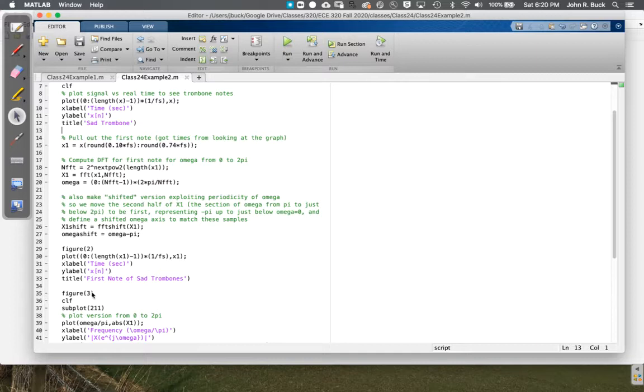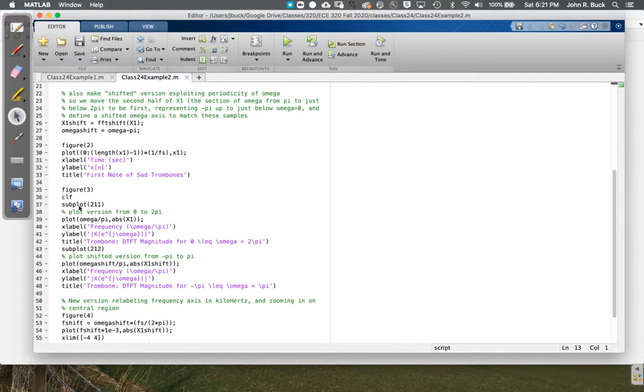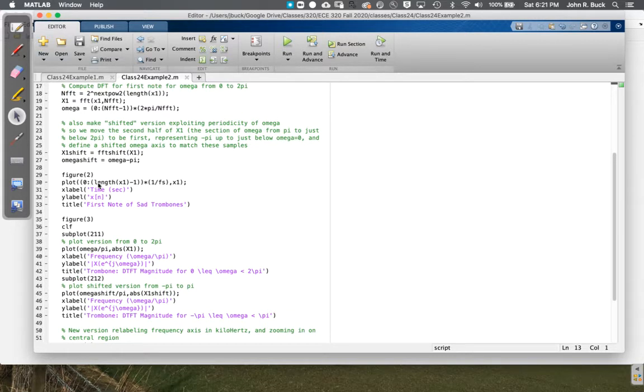And if I go down here, I'll plot that version first. So here's plotting omega. I like to normalize the pi out with the magnitude of x1. And so here's the frequency running from 0 to 2 pi. Another thing we do often is we say, well, if the signal is real, we know that its Fourier transform magnitude is even symmetric in omega.